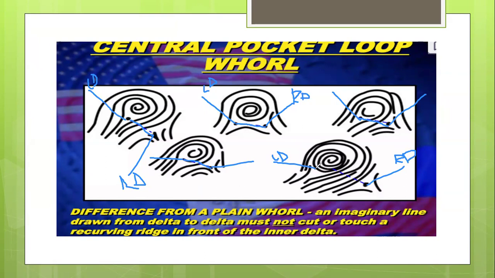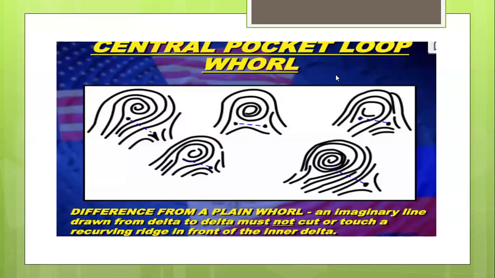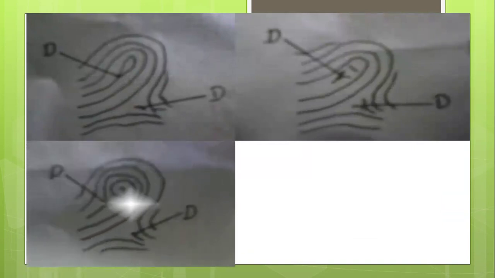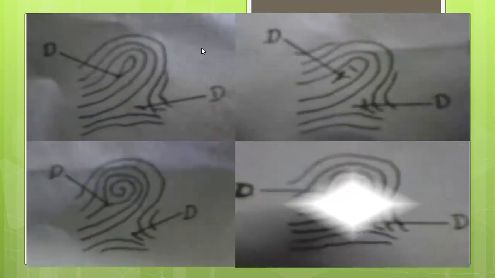When drawn between two deltas, it touches or cuts no recurving ridge in front of the inner delta or within the pattern area. Kaya nga, nagiging central pocket loop po yan. Okay? Let's proceed. Another variants of loop, another examples of central pocket loop patterns.